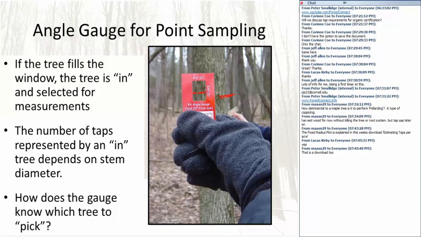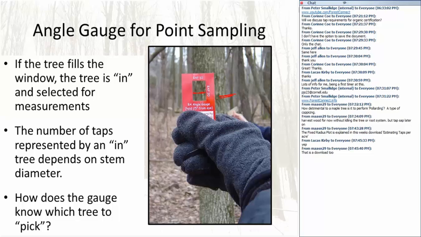This is the mathematics of this; remember I said it's more intense. We're not going to describe the mathematics. You'll just take this on faith. But let's first look at how the angle gauge knows which tree to pick. It's actually very simple. Each tree has a physical shadow.